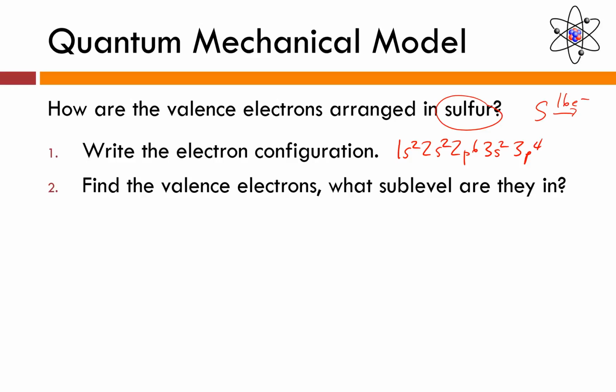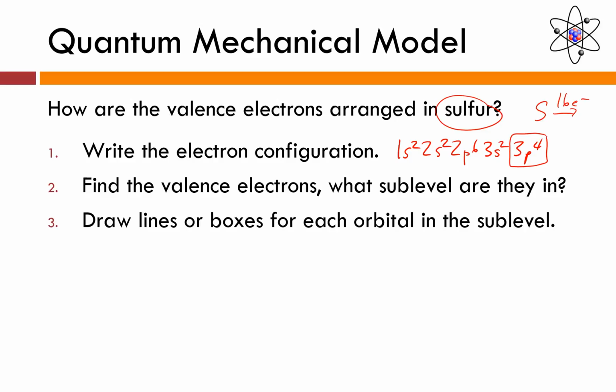Find the valence electrons, or in this case, just the electrons that were the last ones that you wrote, regardless of what sublevel and energy level they're in. So for us, 3p4 are our valence electrons in sulfur. We're going to draw lines or orbital boxes for each orbital in the sublevel. If you think about it, it's a p sublevel, and regardless of whether it's the 2p, 3p, 4p, and so on, every p sublevel has 3 different orbitals. You don't have to worry about drawing the orbitals. All you need to do is draw some boxes or some lines. And I'm kind of partial to boxes, so I'm going to draw those.